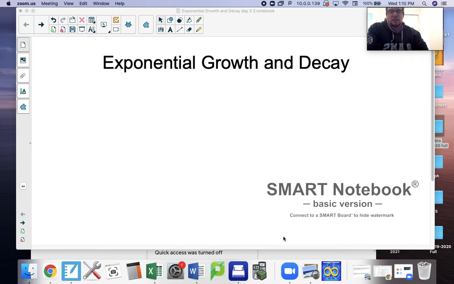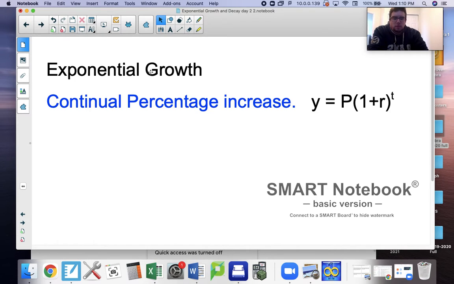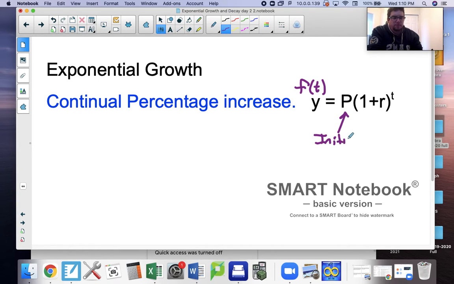Let's take a look at exponential growth and decay models. So for exponential growth, we use this equation right here, either y or f of t, where we have our principal value. This is our initial. R is the rate at which our population is changing, and then t is the time.